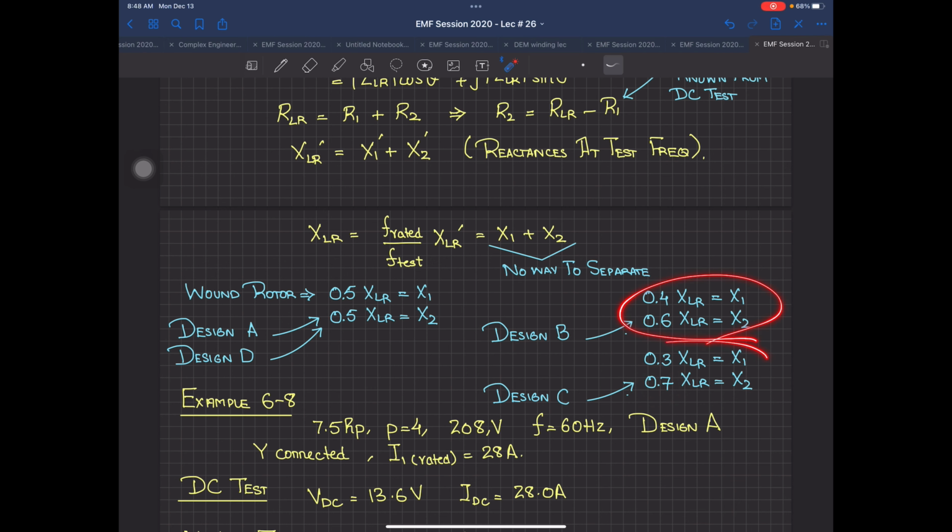Again, these values are based on the data which is available. Practically, it cannot be verified. Maybe it is something like 0.45 and 0.55. It may differ, but normally you have X1 and X2. But you don't even need to separate X1 and X2. Why? Because they always come in series in your equations of torque or whatever you are calculating.